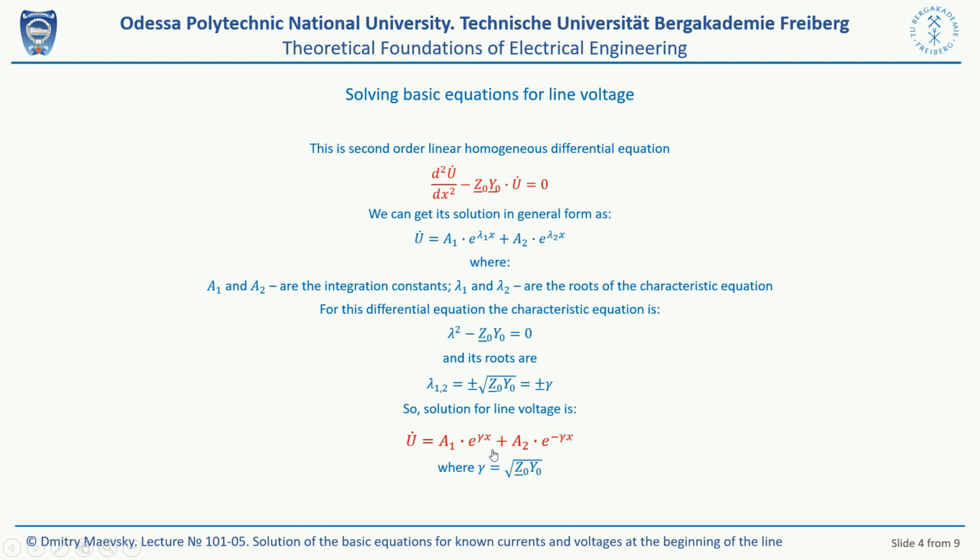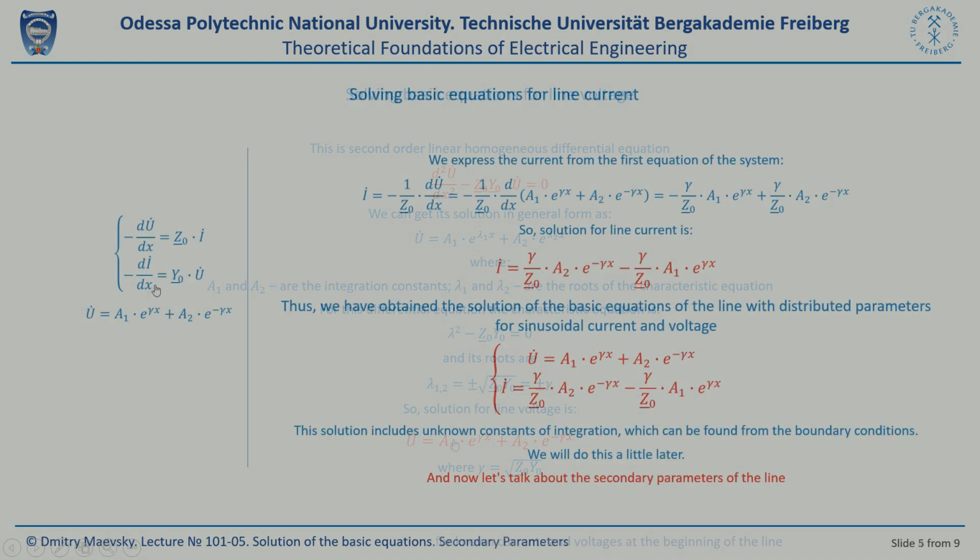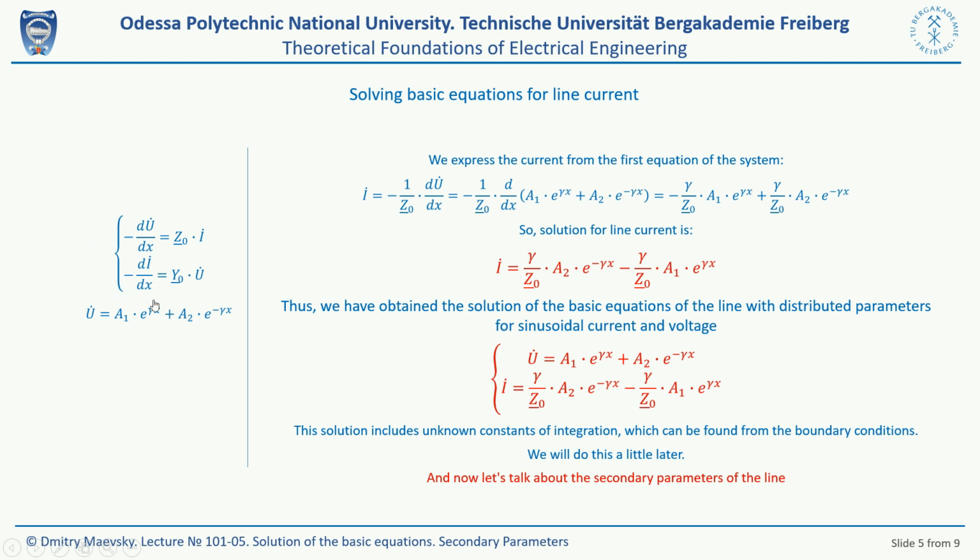This solution includes two constants that are not known yet. These are two integration constants, A1 and A2. So we have a system of differential equations for current and voltage in the line, and we know its solution for voltage. It remains for us to find an expression for the current in the line.